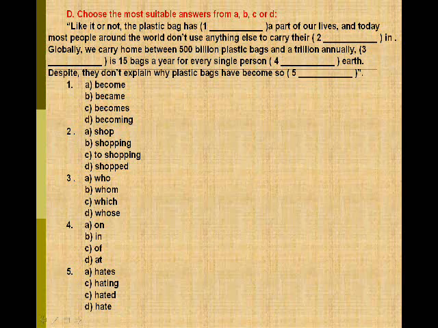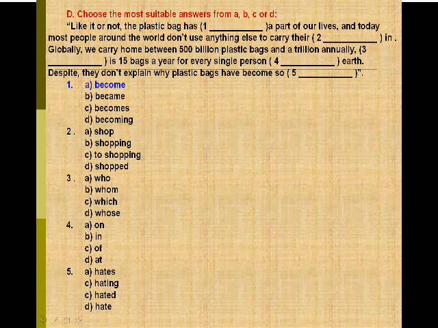Remember we have here has. So I need to look for what? Remember, it's a kind of multiple choice question. Remember what we said at the beginning? Try to eliminate the wrong options, okay? Then you'll have 1 or 2 only to choose from. So here the keyword is has. So the correct answer is going to be become. Very good, past participle. So has become a part of our lives, and today most people around the world don't use anything else to carry their in.